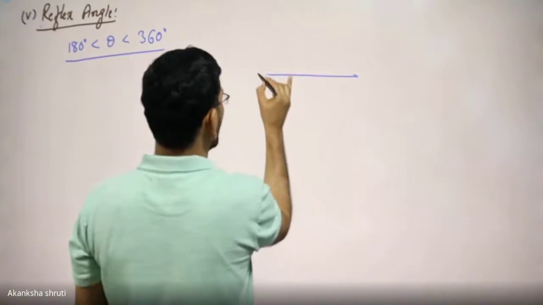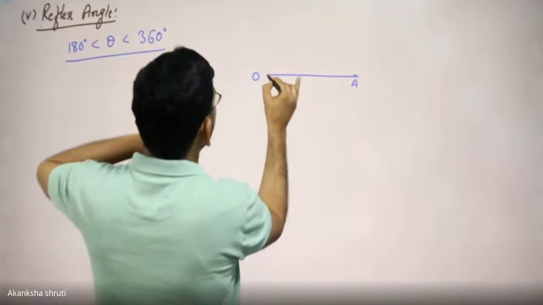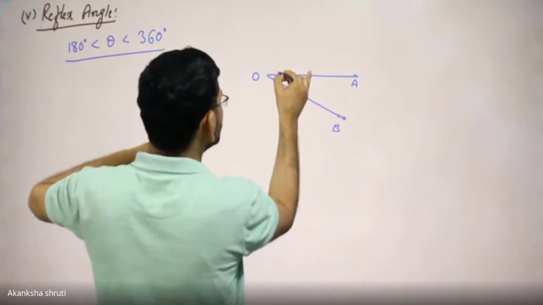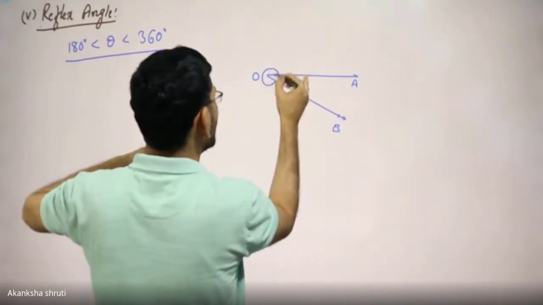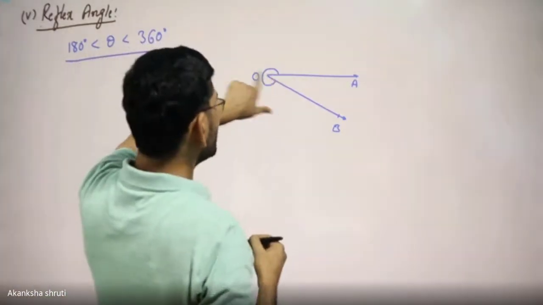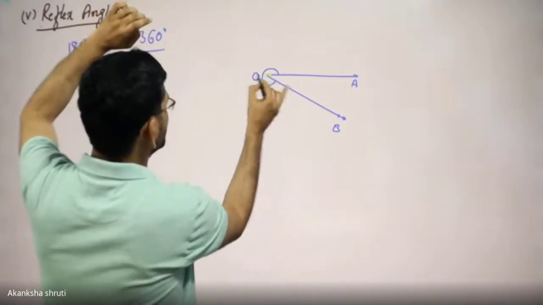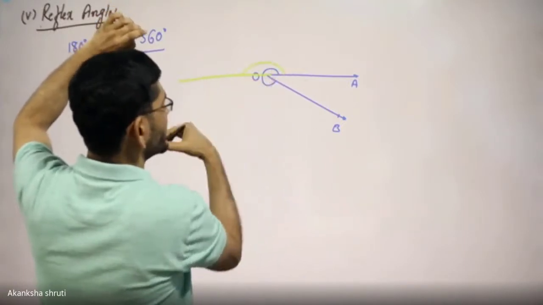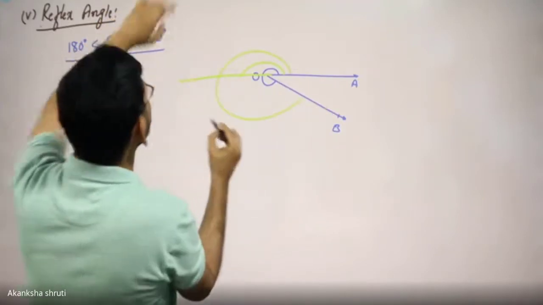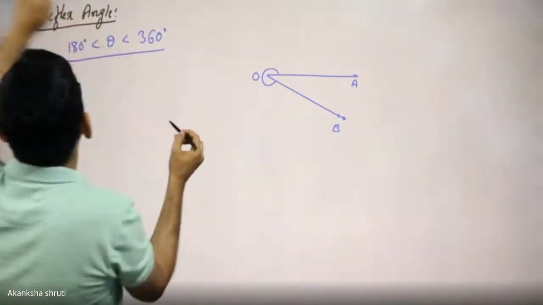Let us see how this could form. Consider this point O, this as A, and another ray like this. Consider this as B, and you are looking at the angle from this side. Okay, students? So this side angle is surely bigger than 180 degrees. Why, students? Very simple. If it were a straight line, then only this much would be 180. So if we start from here and come here, it is greater than 180. Therefore, this bigger angle is called a reflex angle.